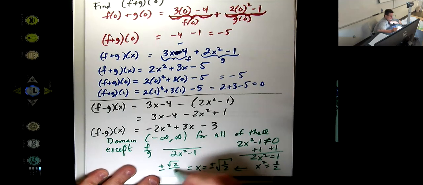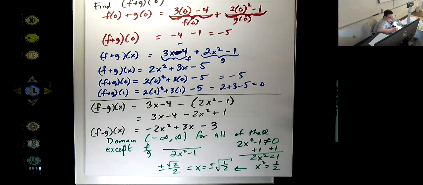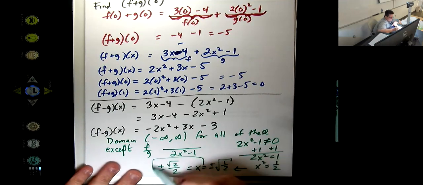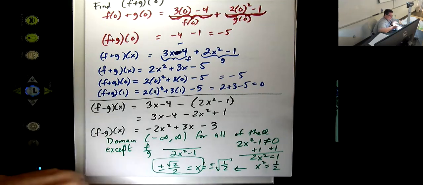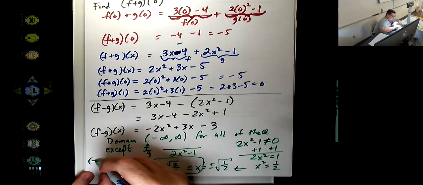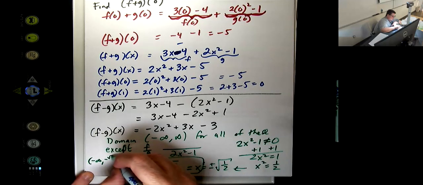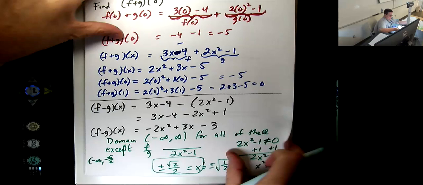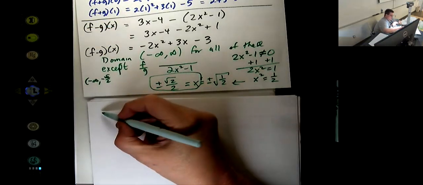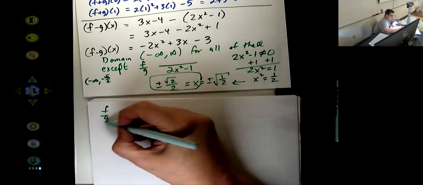You get that. X can't equal plus or minus square root of 2 over 2. So the domain for the division would be negative infinity to negative square root of 2 over 2. Oh, this is a fun one to write. So f over g of x.